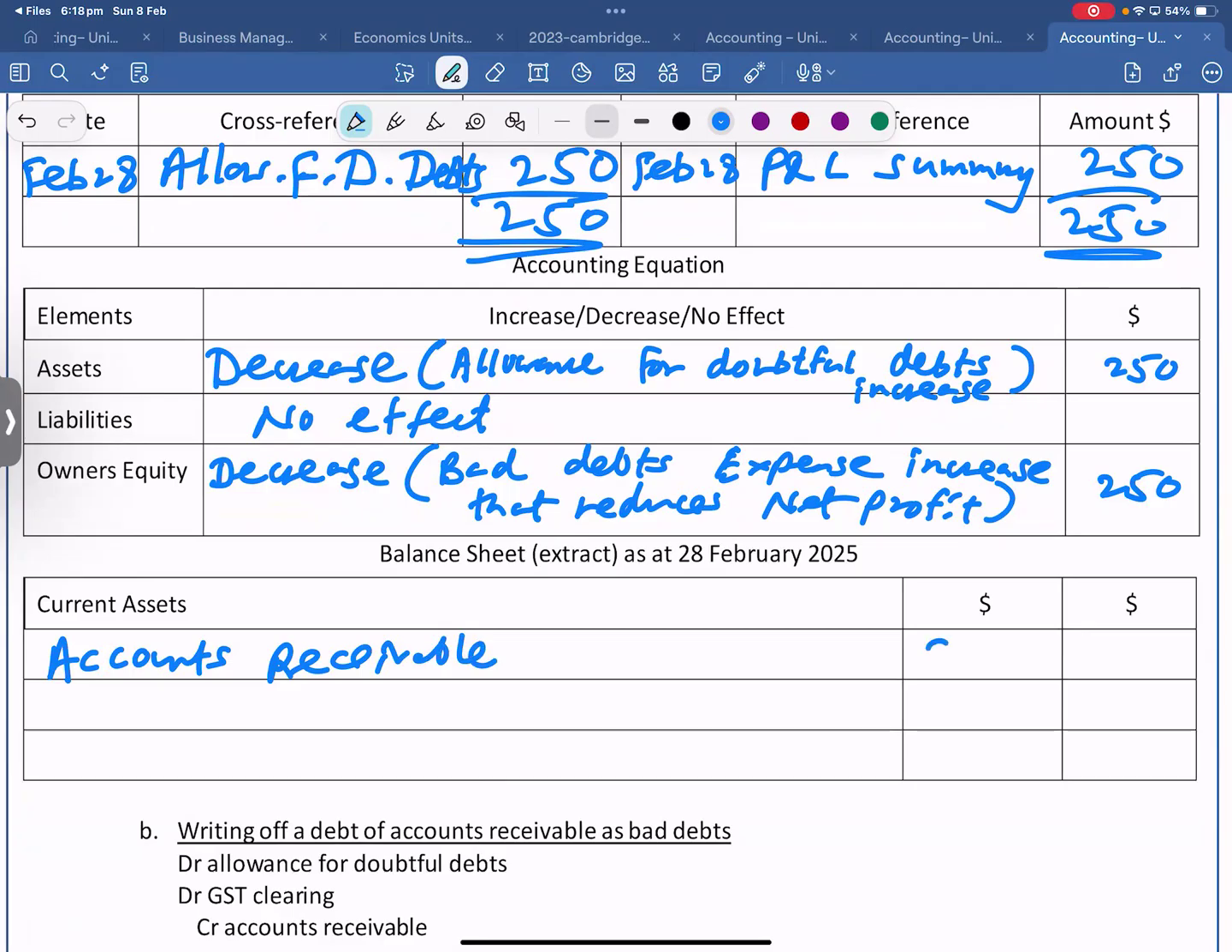Yes, accounts receivable, how much is it, guys? 82,000, yes. Less allowance for doubtful debt, 2750.